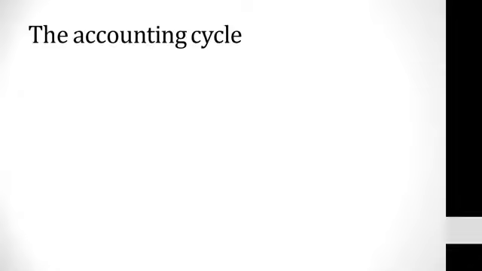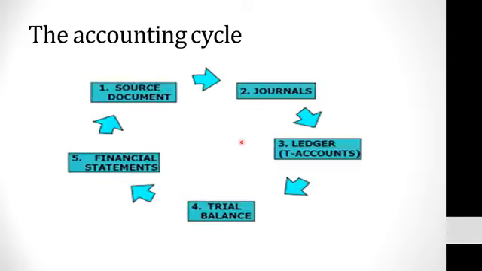Today we are going to continue explaining the steps of the accounting cycle. We have explained before that the accounting cycle starts by having a source document that indicates that a financial transaction had occurred. After that, the accountant starts to record these transactions within the journal. Today we are going to go further and discuss the next step, which is posting to ledger and preparing the trial balance.